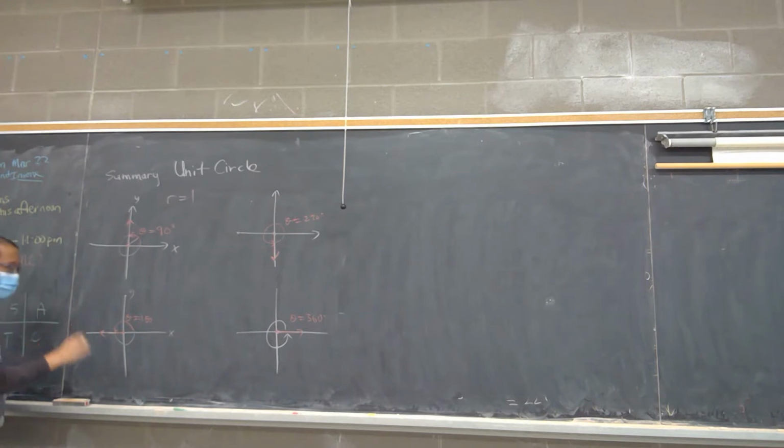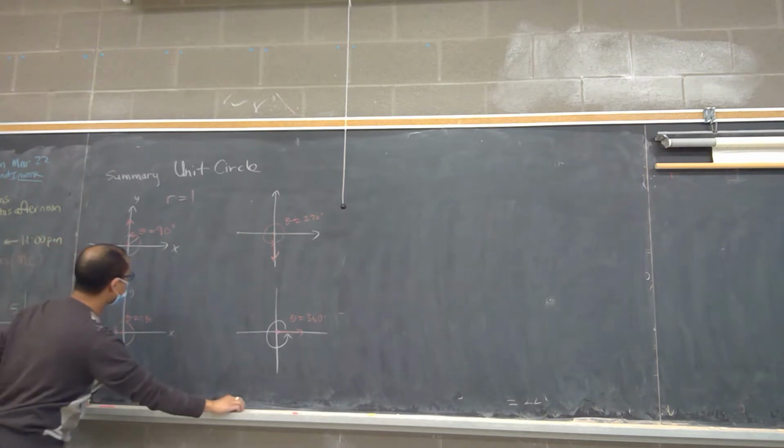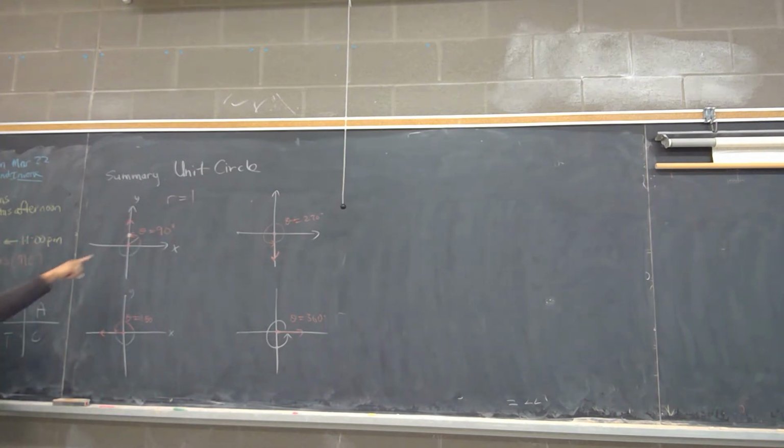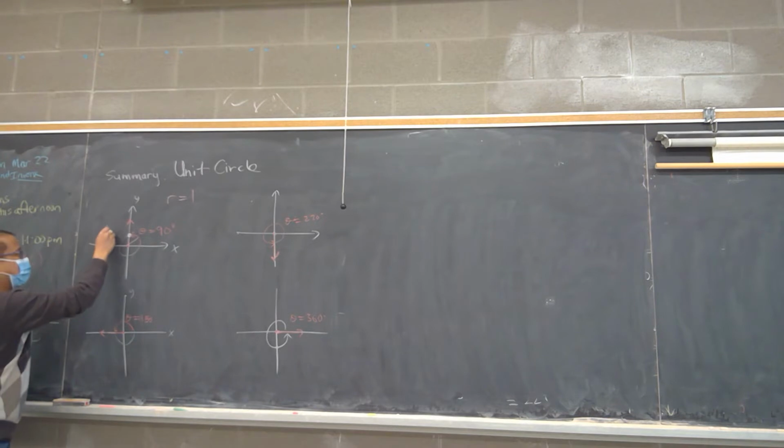Let's see if someone's actually paying attention. Let's do the first one in the top left here. Can someone predict, if that r is 1, what is that coordinate? Really easy. Athena? 0, 1 is correct. Everyone see that? 0, 1.